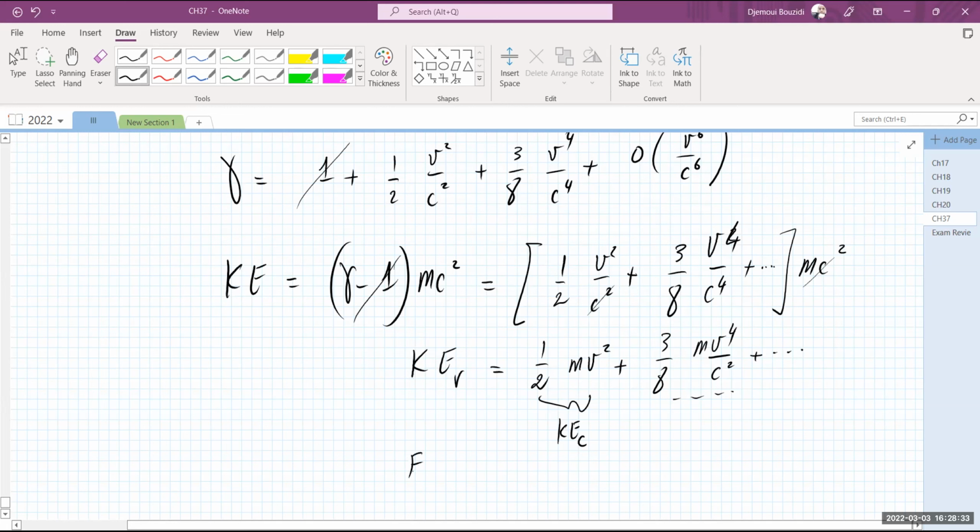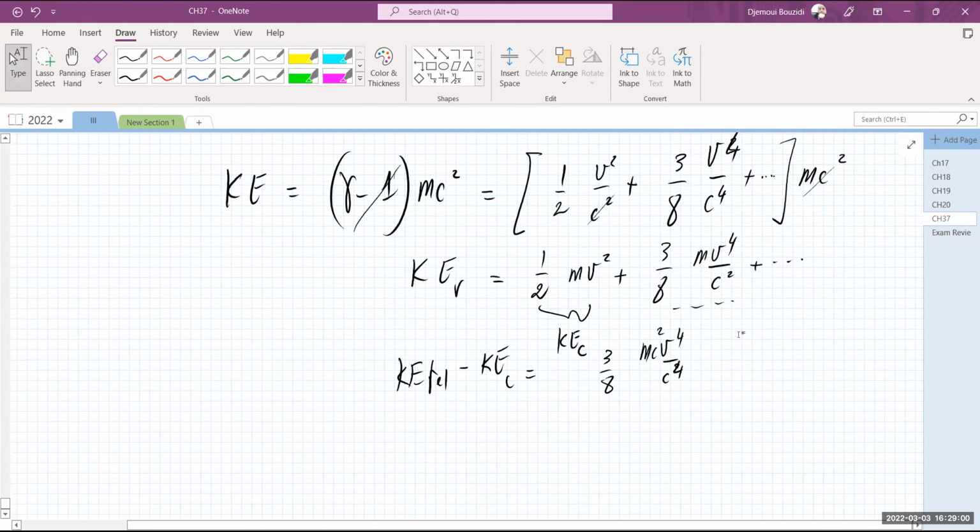The difference between the real value and the KE in the classical approximation is at least this leading term, 3/8 of mv to the power 4 over c squared. And this is a very tiny number, because v to the power 4 over c to the power 4 times mc squared is a small number. This is what you need to do to make corrections. So if I neglect this term, the two become identical. If this term is truly 0, the classical kinetic energy and the relativistic one are the same.